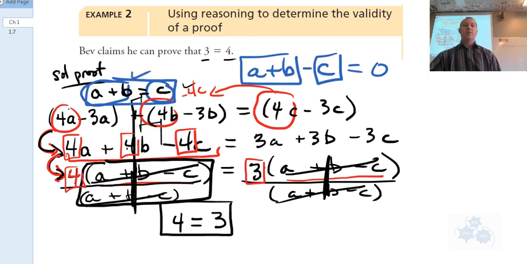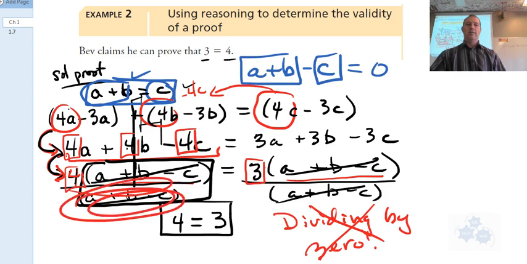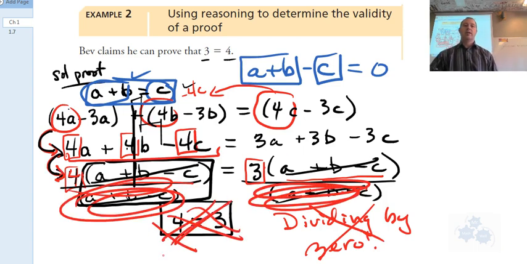So look at what we've done here, algebraically. We've kind of lost it in translation a bit, but we've actually divided by 0. So in our proof, we've actually divided by 0, which is the error. Okay, so the error is dividing by 0. And you cannot do that, okay? That is wrong. Right here, this is 0, that's 0. You can't do that. That's why this proof is invalid.